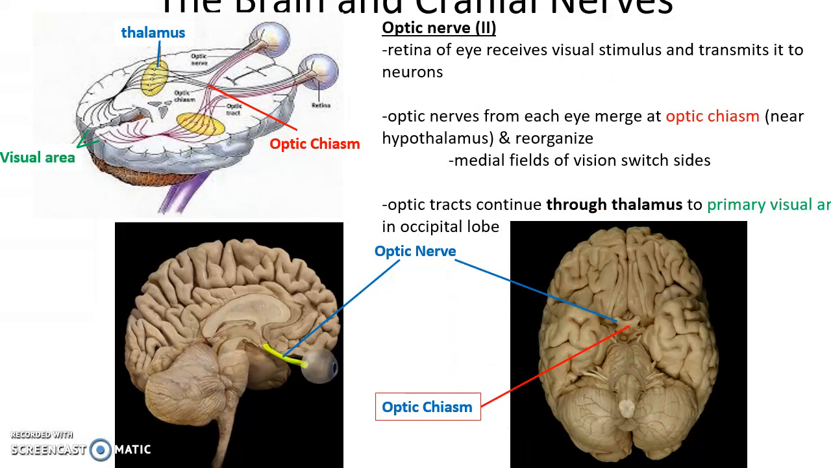Optic nerve. Optic nerves are coming from the eyeballs, carrying visual stimulation, visual information to the brain. The optic nerves right and left end up meeting at the optic chiasm near the hypothalamus, as seen here. And then they will cross over. The right half will go to one side, left half of the information goes to the other side. And then that information will be sent to the thalamus. And then from the thalamus, it'll lead to the primary visual area in the occipital lobe.